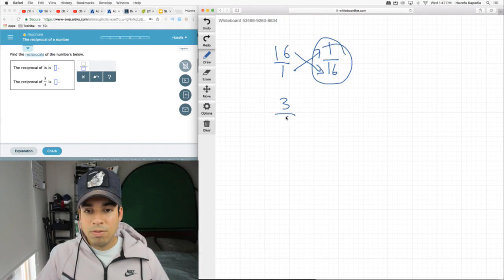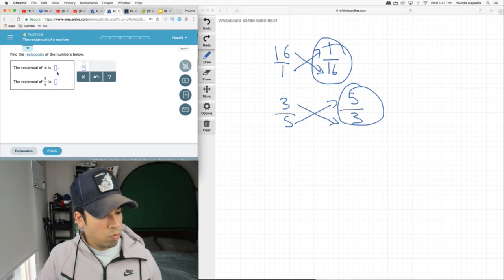What about 3 over 5? That's a little easier because it's already in fraction format. This becomes 5 over 3. So we got 1 over 16 here, and this will stay as an improper fraction, 5 over 3.